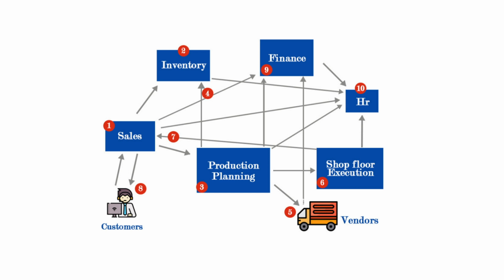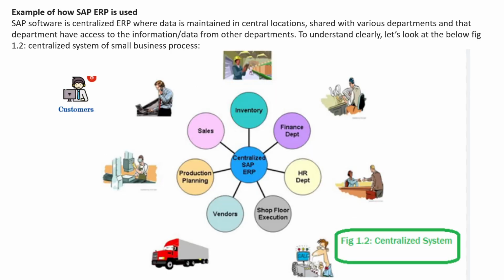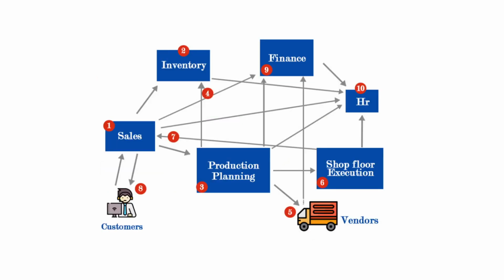Then the production planning team will purchase the raw material from the vendor, but they fail to update the invoice to the finance team. Due to this, the finance team will not be able to pay the vendor. So this may lead to legal action. So these are the consequences if we do not maintain proper ERP software like SAP. This is the difference between SAP and without SAP.